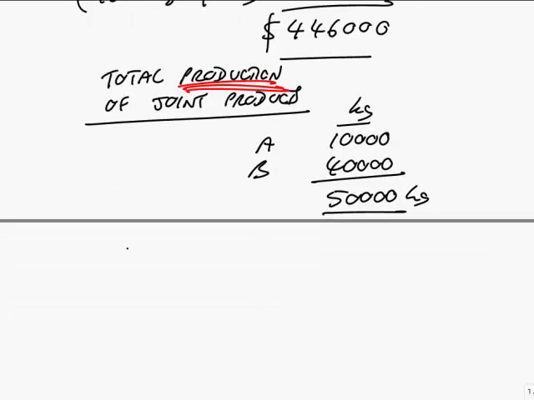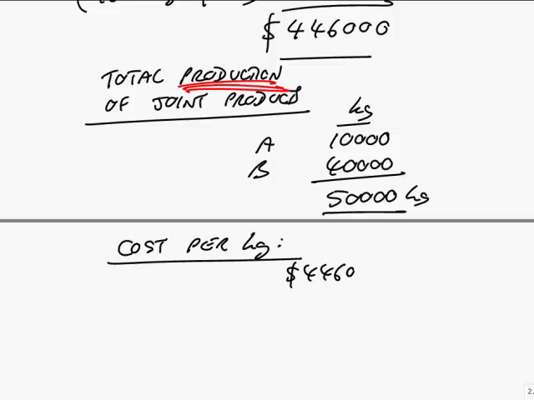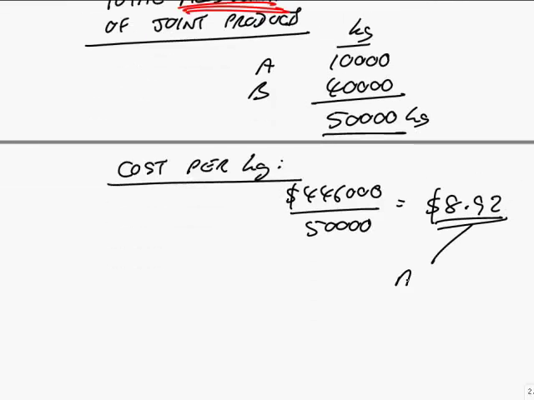The cost per kilo, we simply divide total cost over total production. The cost per kilo, therefore, if you'd check me, I think is $8.92. Again, if it doesn't come to a round number, do it to the nearest cent, but $8.92. And on this approach, it would be the same for A and for B. Both of them cost $8.92. All right?